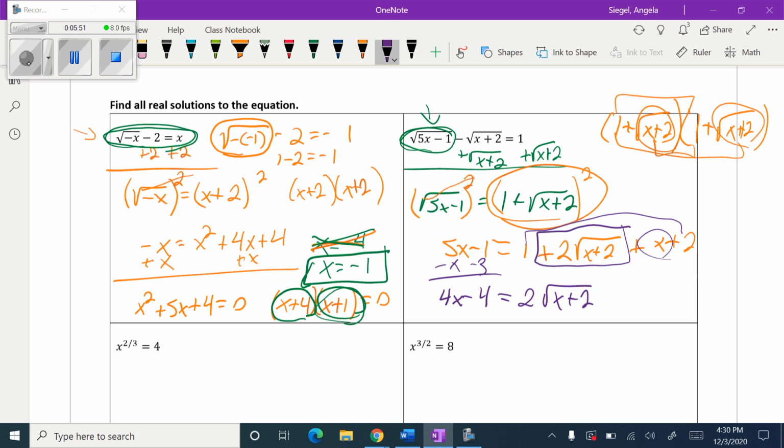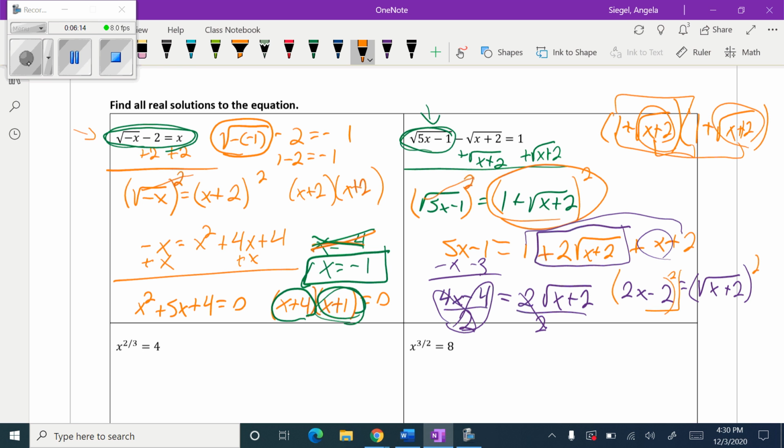So again, I want to isolate that square root, so I'm going to divide by 2. And so I get 2x minus 2. So 2x minus 2 equals the square root of x plus 2. And I'm seeing that I definitely did not leave enough room to do this problem. So I apologize for that.